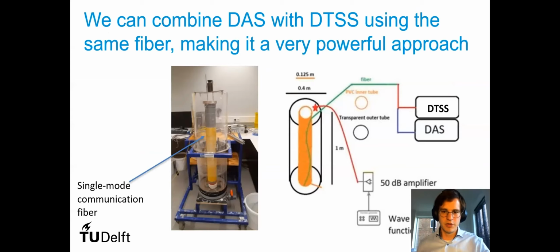As mentioned before, we used a single mode communication fiber, which we wrapped around a PVC pipe. The interrogators that we have used are the iDAS system from Silixa and the DTSTA from Omnisense. This Omnisense unit measures Brillouin frequency and is mainly designed for measuring strain, so it's not your typical DTS interrogator. However, for us, it does serve its purpose as a DTS interrogator.